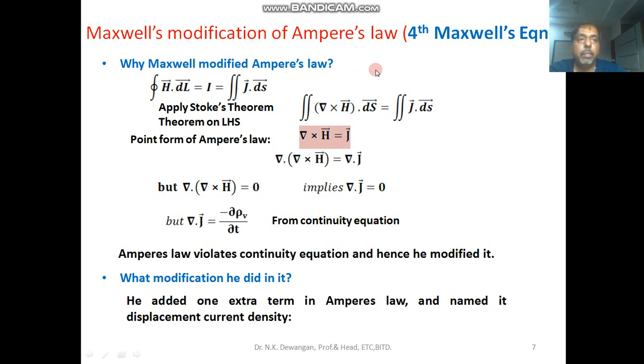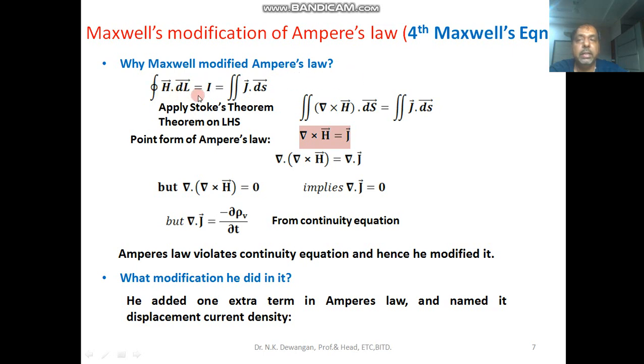In the derivation of Maxwell's equations, Maxwell did not accept Ampere's law as it is. He modified it. So in the fourth equation we see the modified Ampere's law, not Ampere's law. So we start from Ampere's law. Why did he modify Ampere's law?